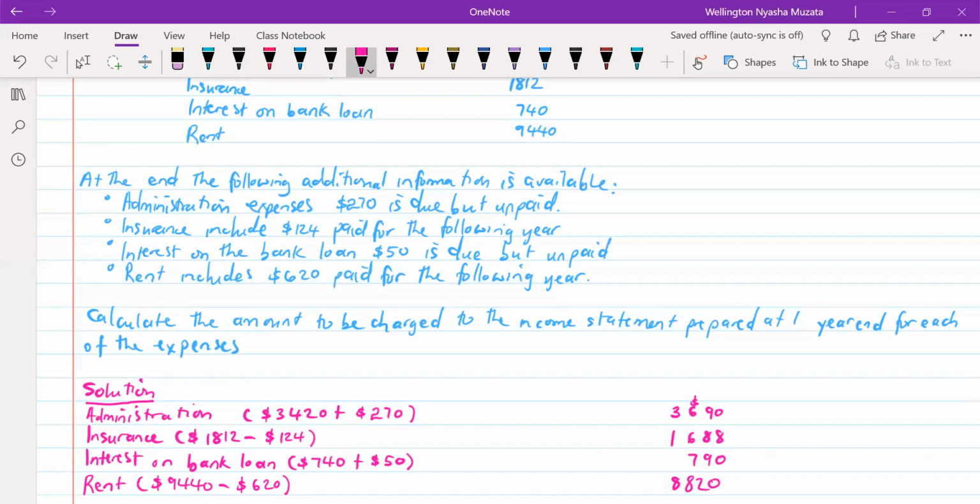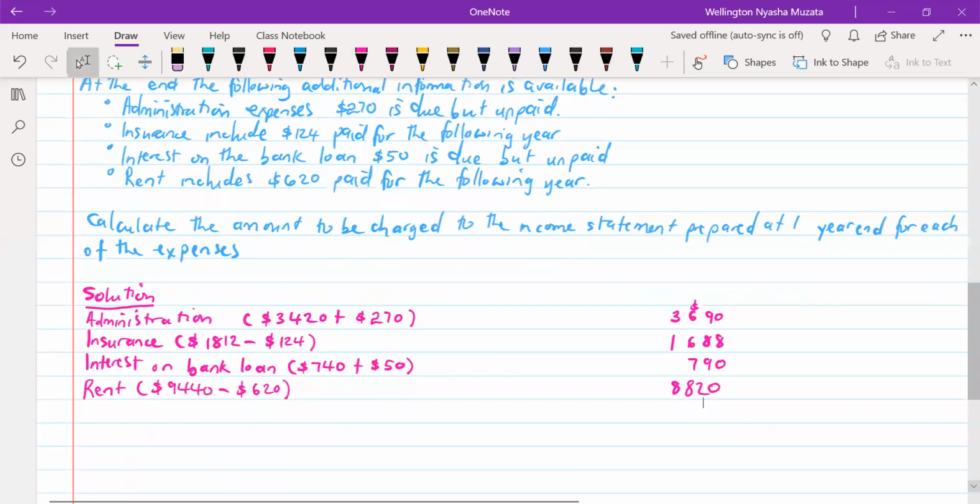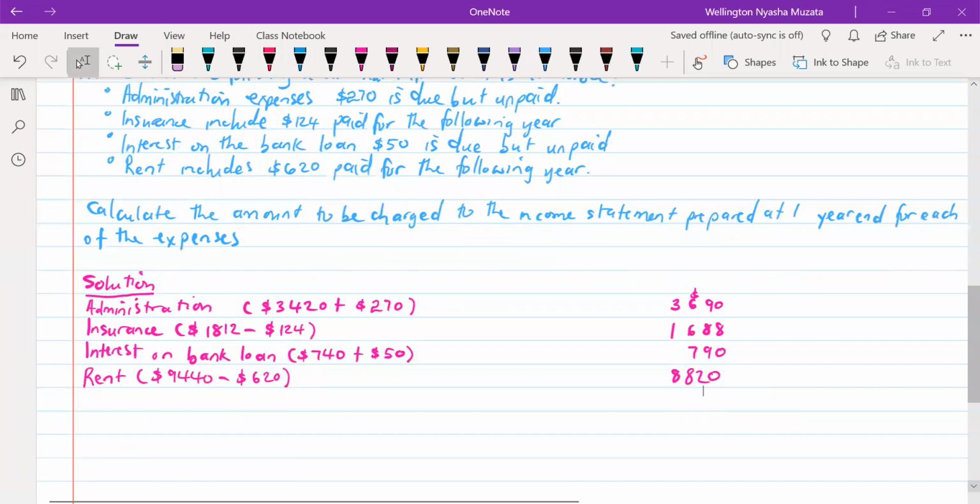And as we can see, these are the figures that are then supposed to be included in the income statement. And likewise, the $620 for the rent that was overpaid should also be included under current assets.